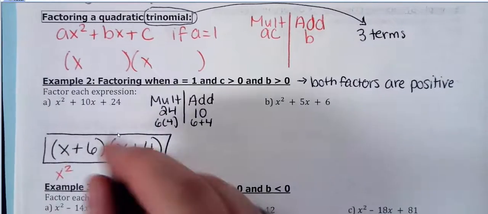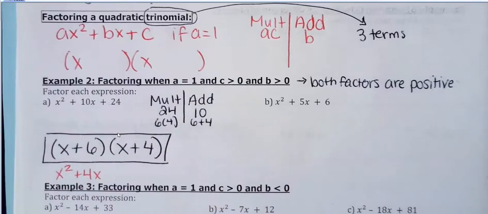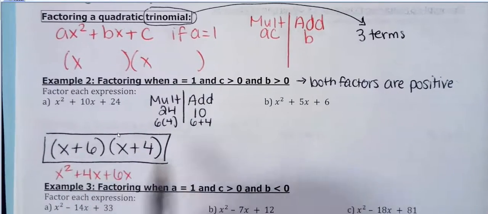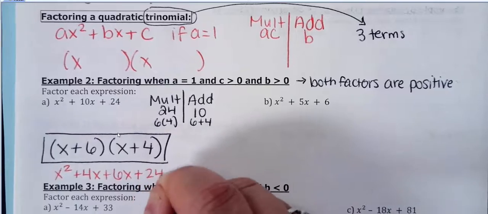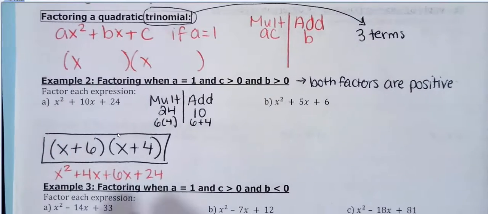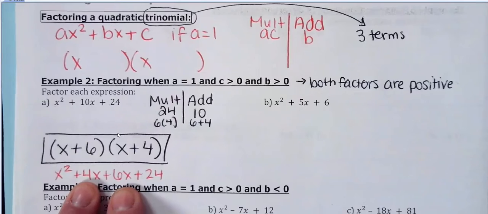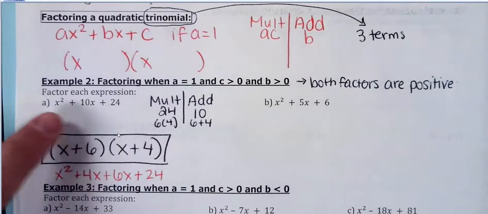x times 4 is 4x. Then I would do 6 times x, which would give me 6x. 6 times 4 is 24. This is why you want to add to get the number in the middle, because you get these two terms, 4 and 6. I end up adding those. That gives me back the 10x.